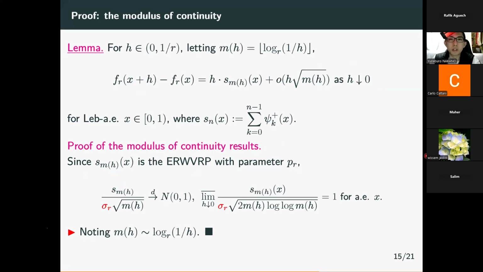Okay, we are turning to the proof of the modulus of continuity. As I said, the increments of this function are approximated by the elephant random walk, remembering the very recent past. More precisely, we can obtain this approximation. For h between 0 and 1 over r, and letting m be of this form, the increments of fr are approximated by h times the elephant random walk at time mh plus a small order term.